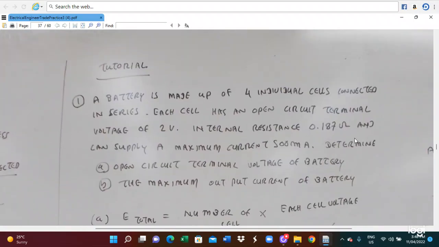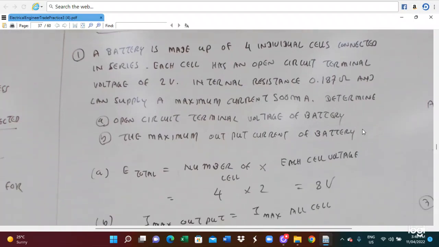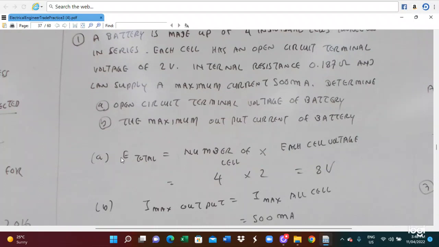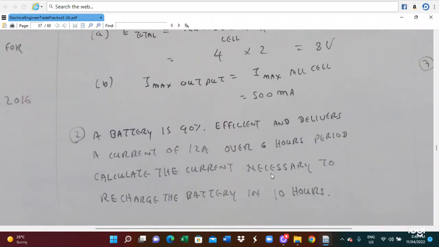The battery is made out of 4 individual cells connected in series. Each cell has an open circuit terminal voltage of 2 volts, an internal resistance of 0.187 ohm, and can supply a maximum current of 5 A. Determine the open circuit terminal voltage of the battery and the maximum output current of the battery. In this case, E total is the number of cells multiplied by the cell voltage, so 4 times 2 is 8 volts. The maximum output current is the maximum current of the cell, so we get 5 A.